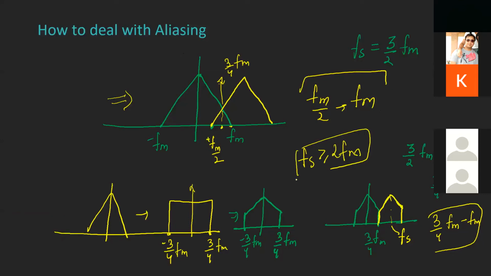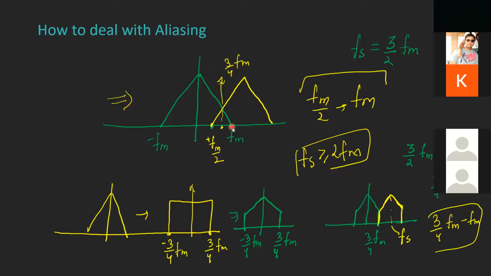So let's assume the first case where we did not do anything extra. We just sampled our signal with this particular sampling rate. In this case, we can see the loss or the interference or the overlapping is from FM by 2 to plus FM. So this is FM by 2 to plus FM. Is this point clear?